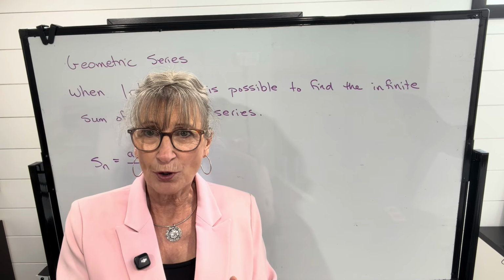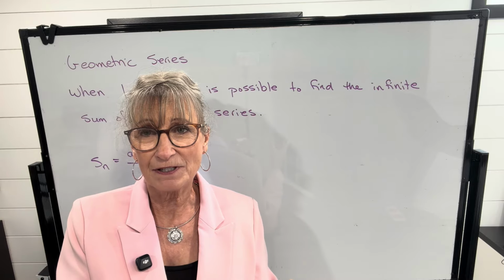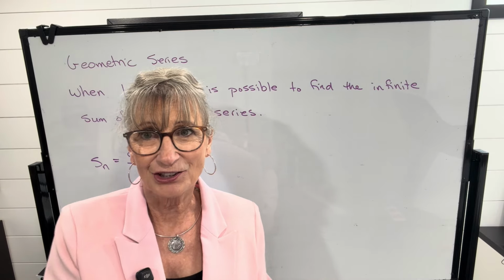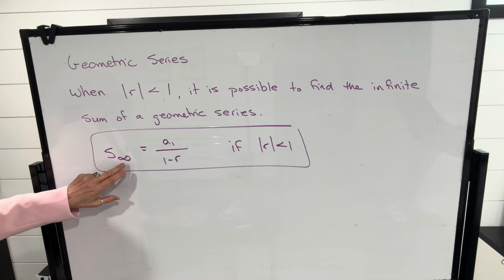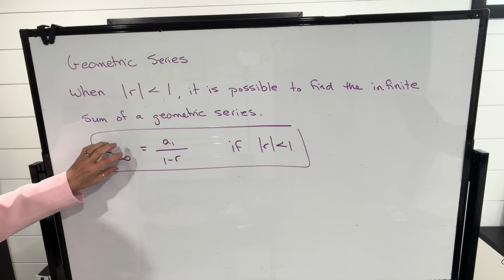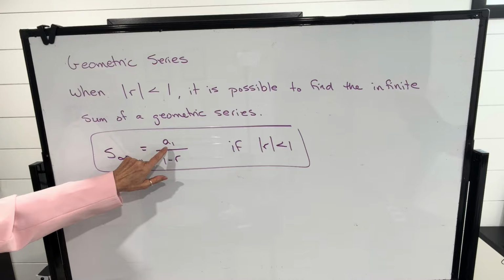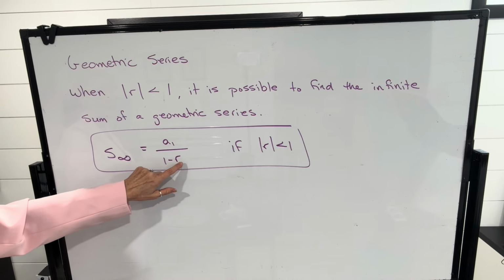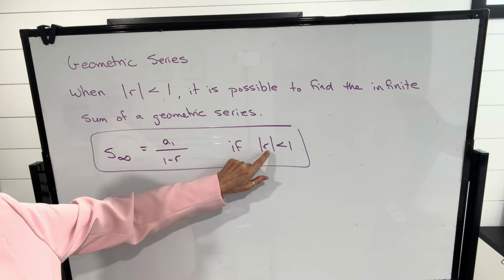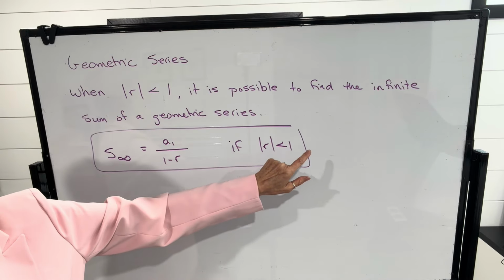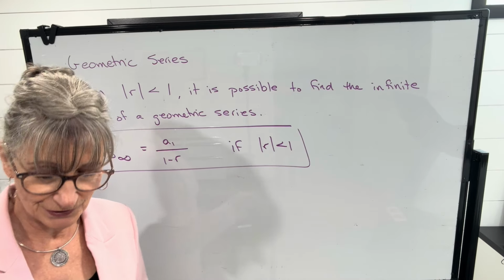We have a special formula to find the sum of an infinite series. So let's take a look. That formula is indicated with S sub infinity, so that represents the infinite sum, equals a1 over 1 minus r. This formula only works, as I mentioned, if the absolute value of r is less than 1. Let's do an example to show you how this works.